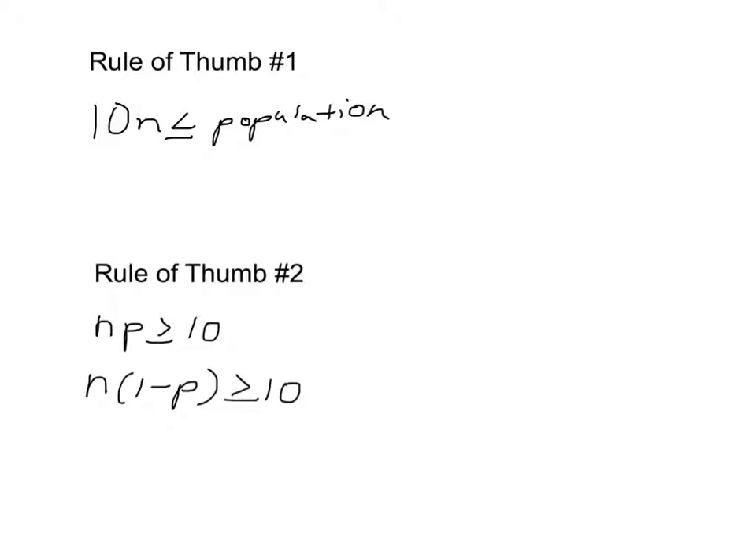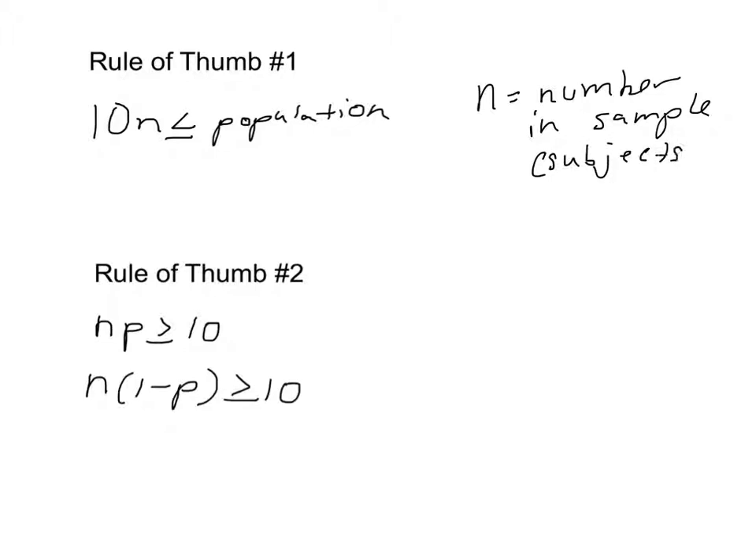Rule of thumb 1 says that you can only really use the sample proportions if, in this case, n is the number in the sample, like subjects or people. So if 10 times the number of subjects in the sample is less than or equal to the total population, we can use it.